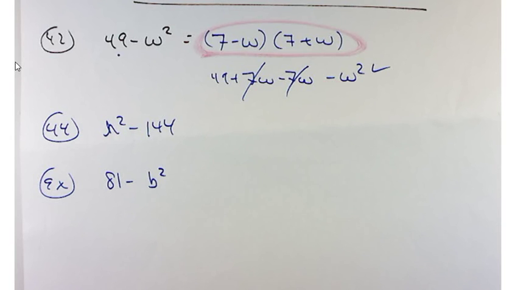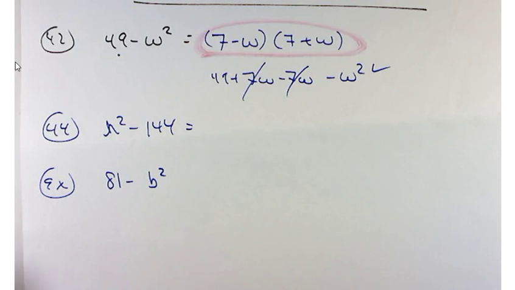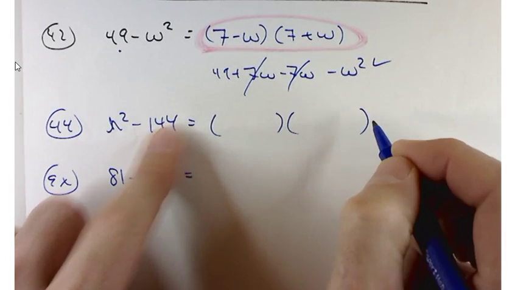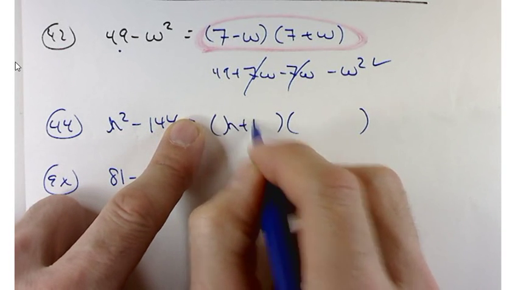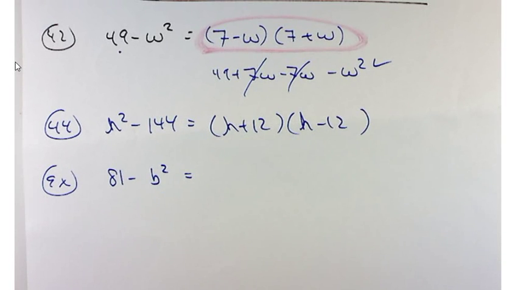Karanja, how about problem 44? How's that going to factor, please? Good. Now, what if Tomer did h minus 12 times h plus 12? Is that wrong? No. The order of the signs doesn't matter. As long as you have one positive and one negative, the order at which you put those doesn't matter. So, all right. Thank you, sir.